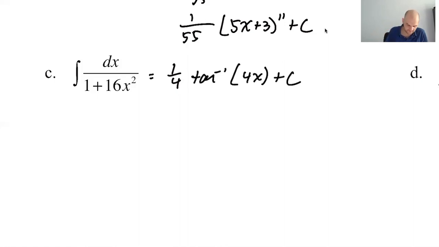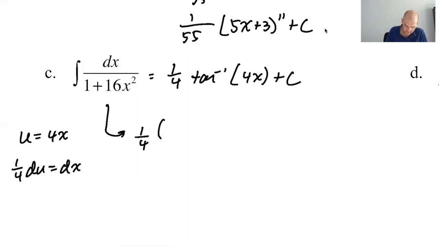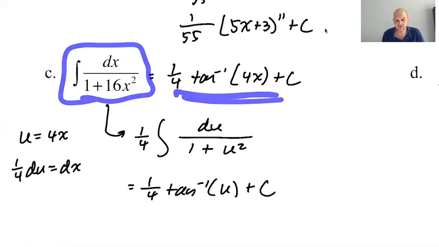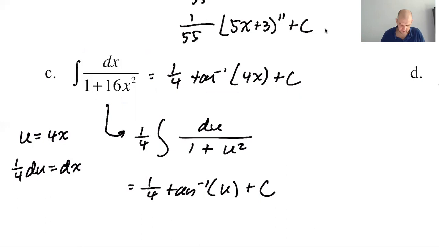Let's do the work though. So I'm going to say that u is equal to 4x. Then 1/4 du is dx. And our integral becomes 1/4 times du over 1 plus u squared, which is 1/4 arctan of u plus c. I encourage you to try to get to the point where you can look at this and just work this out. But until then, do the work, right? Like we did the work. The only thing we need to do now is replace u with 4x. That'll take us up here. So we got it.